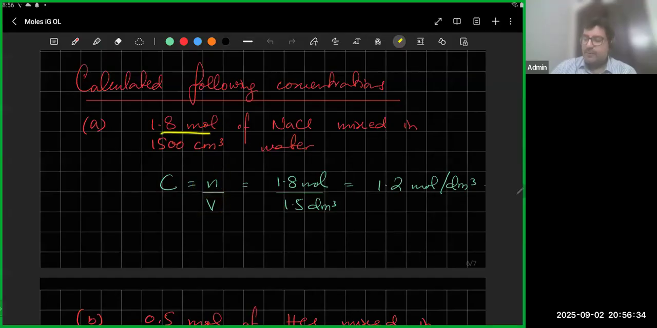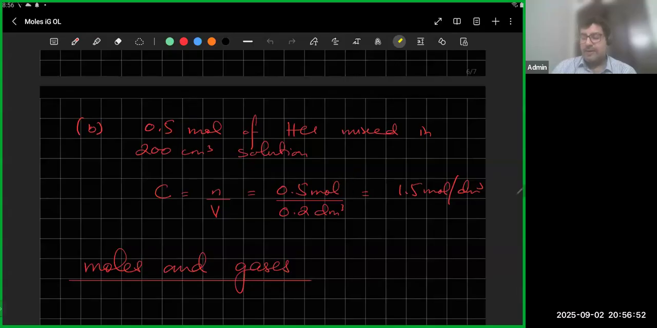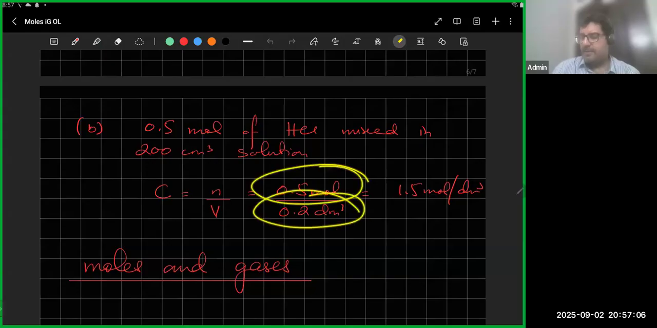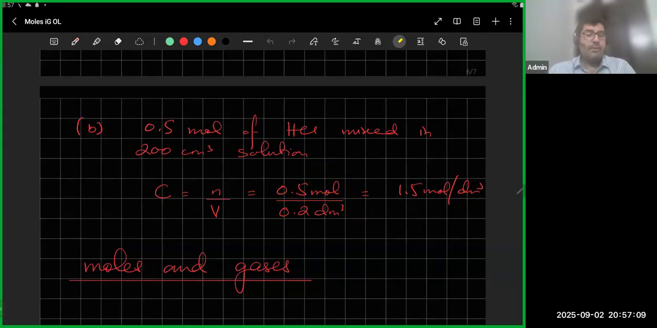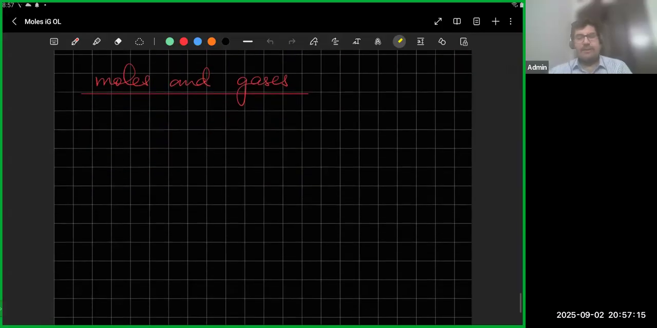Every solution is going to be described by concentration. So it's moles over volume. If you know that you have 1.8 moles of NaCl mixed in 1500 cm cube water, so it's 1.8 moles in 1.5 dm cube. That's giving us 1.2 mole per dm cube. If I have 0.5 moles of HCl mixed in 200 cm cube solution, in a dm cube, you divide by 1000, right? Like grams to kilograms, that's divided by 1000. Cm cube to dm cube is also divided by 1000. So 0.5 moles divided by 0.2 dm cube, and that's 1.5 mole per decimeter cube. So we did the third formula.